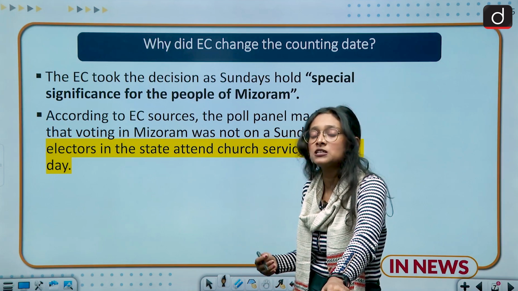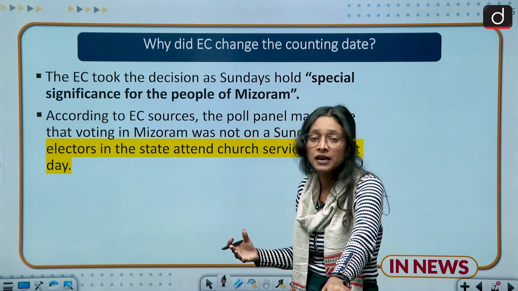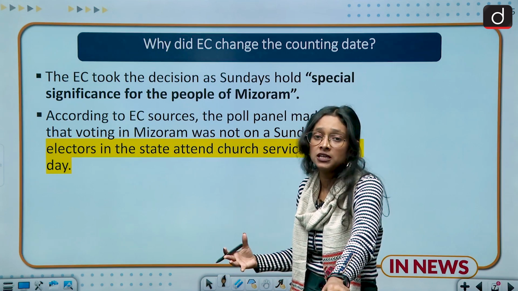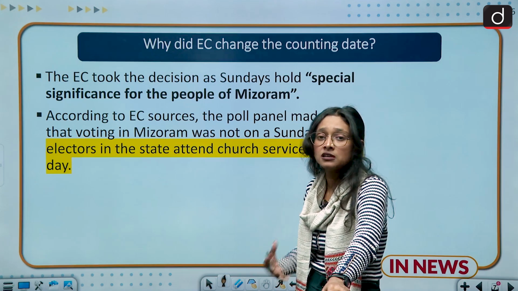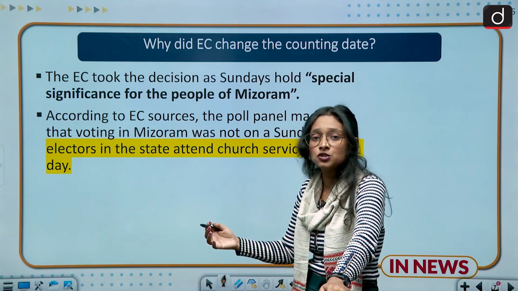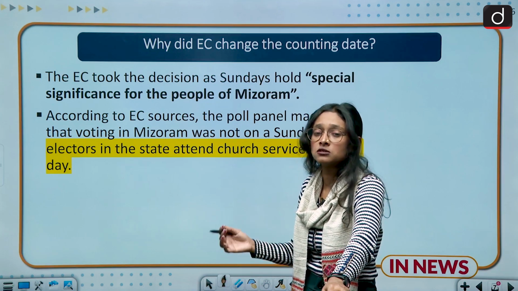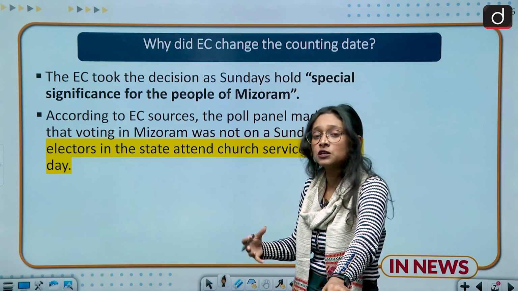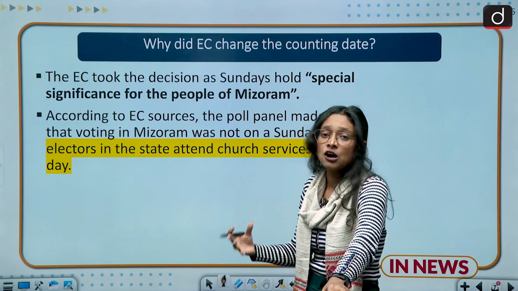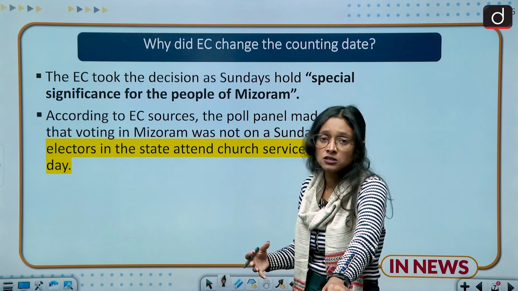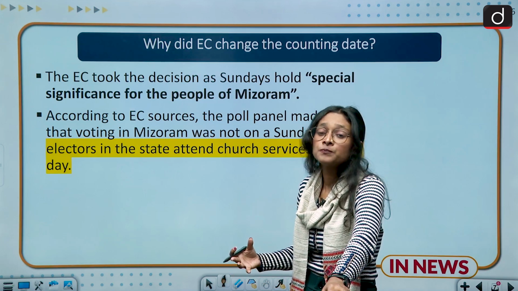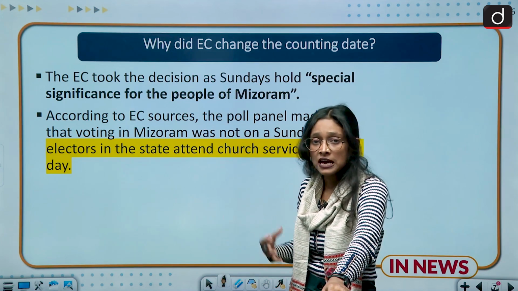But Sunday has a special significance in the life of the Mizo people, and most of Mizoram's population follows Christianity, and they follow Christianity or missionary services on Sunday. So they usually visit church and attend various church services on Sunday. That's why it has been shifted to Monday, and many people also demanded that the polling day and the counting day should not be held on Sunday, because of its special significance in day-to-day life. Due to this social significance, the date has been changed.